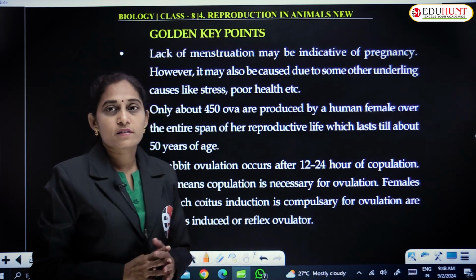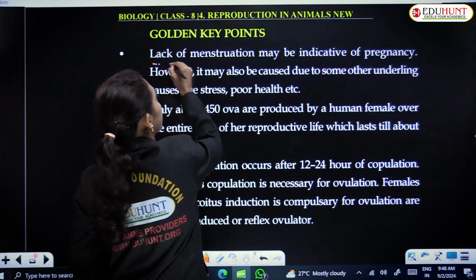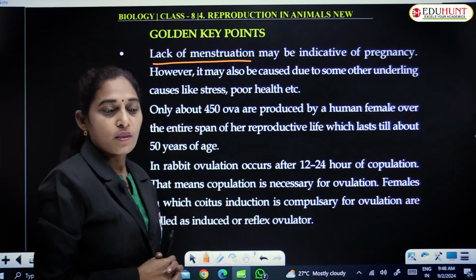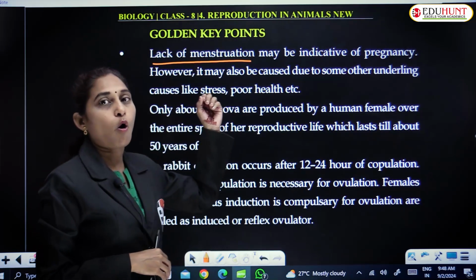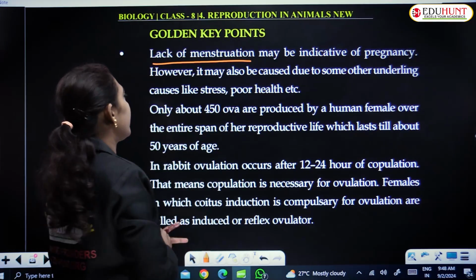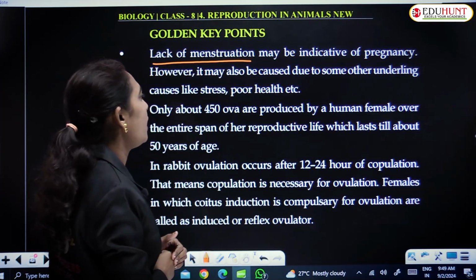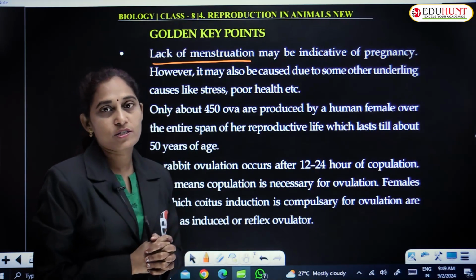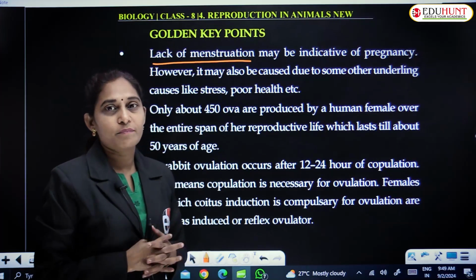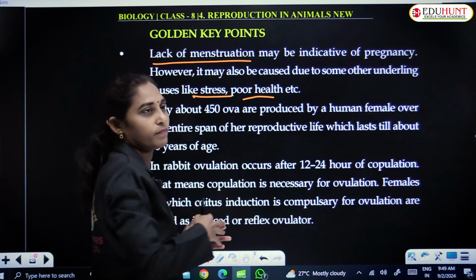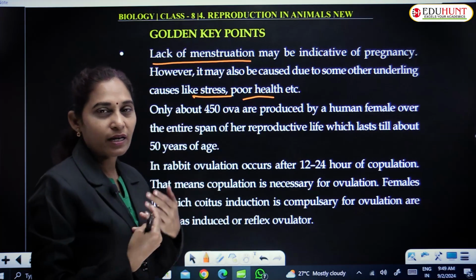Some important points about the female reproductive system. Lack of menstruation, that is absence of periods, indicates pregnancy or menopause. However, it may also be caused by other underlying causes like stress or poor health. So lack of menstruation indicates the chances of pregnancy, or menstruation may be delayed because of stress or health conditions. Depending on that, the menstrual cycle may be delayed or altered.